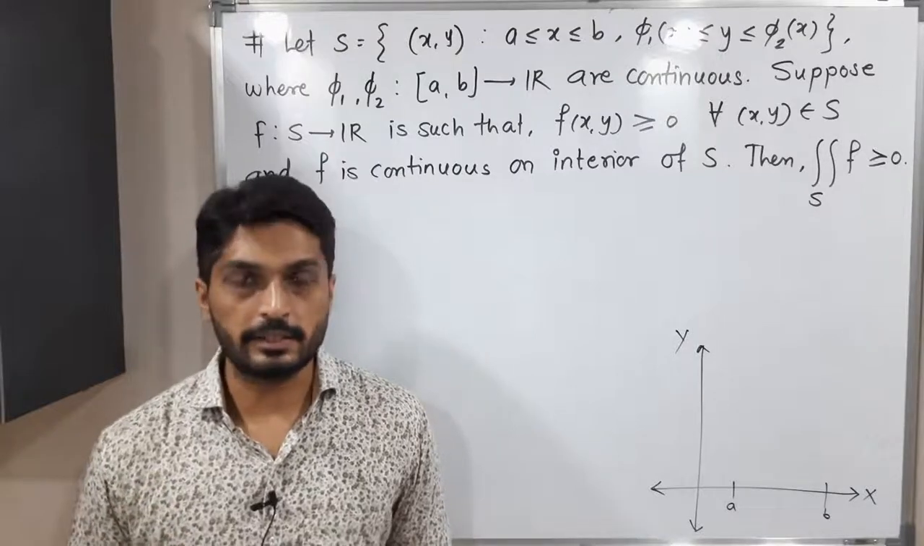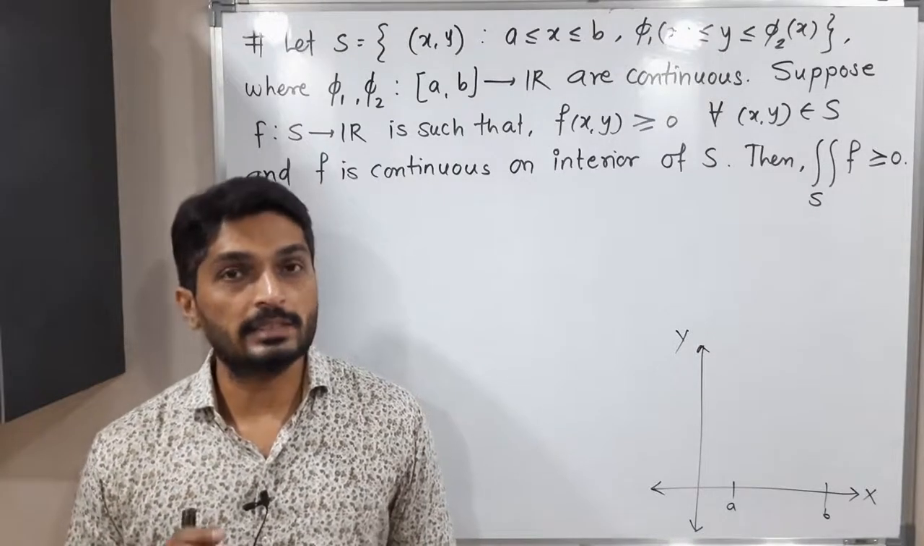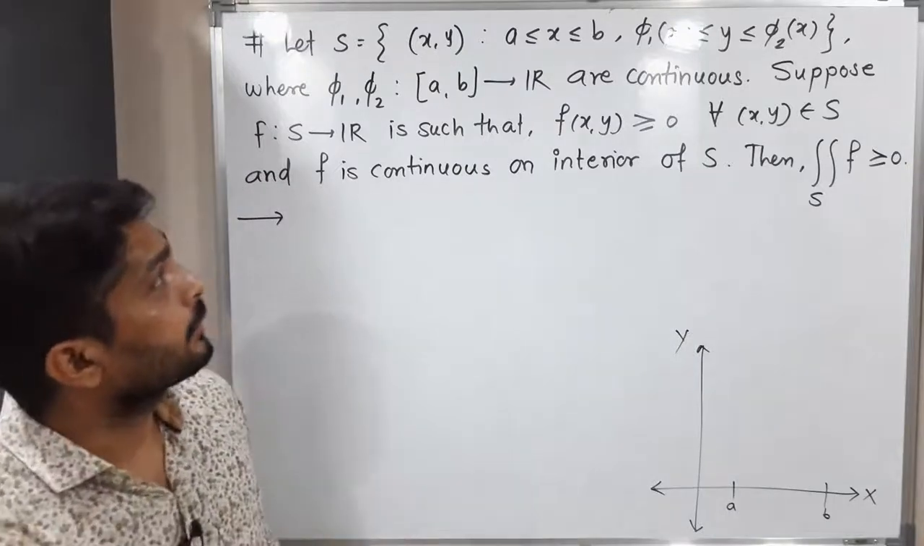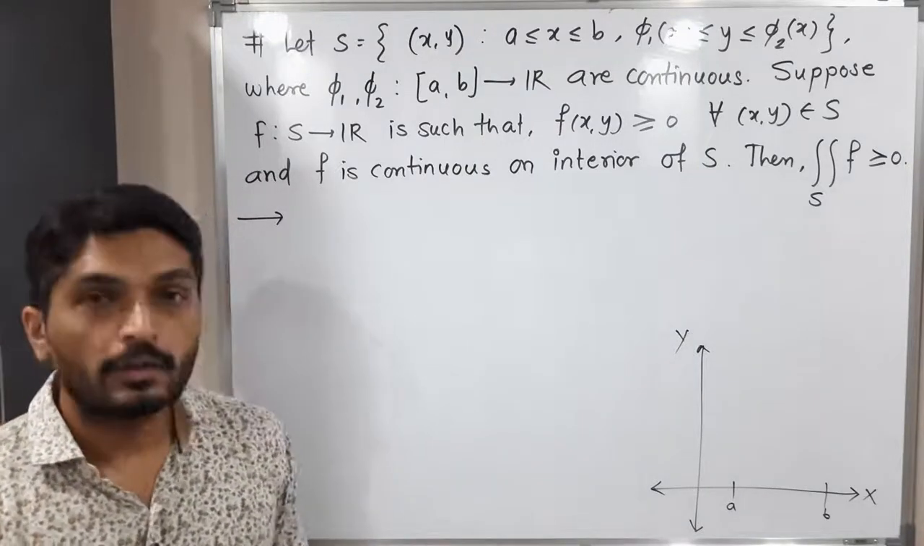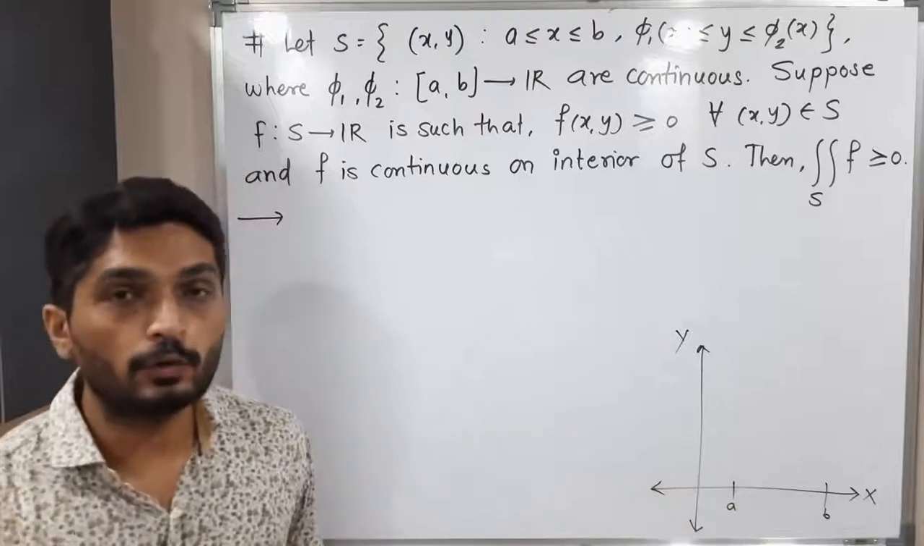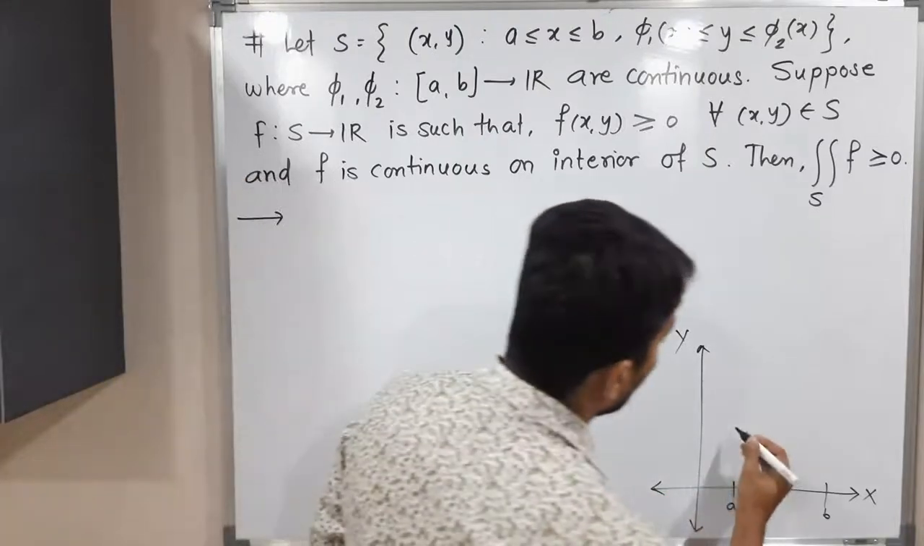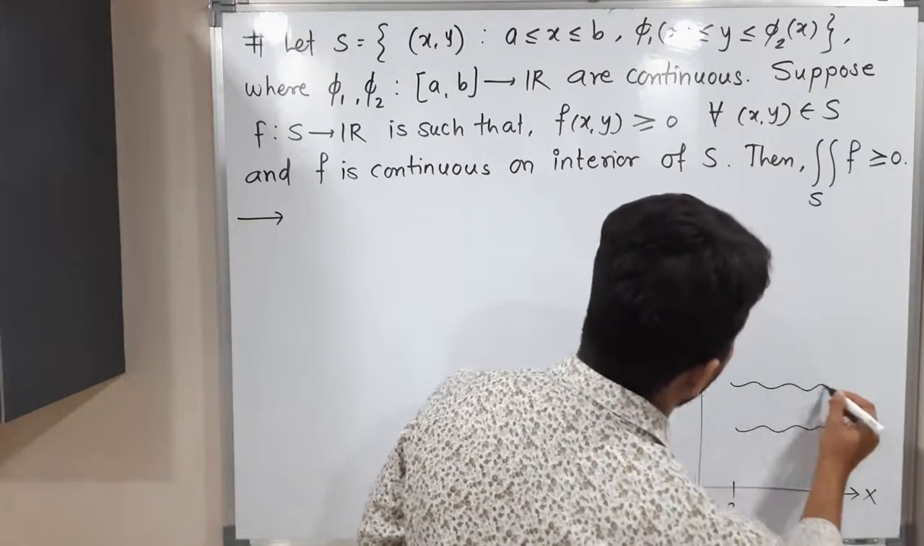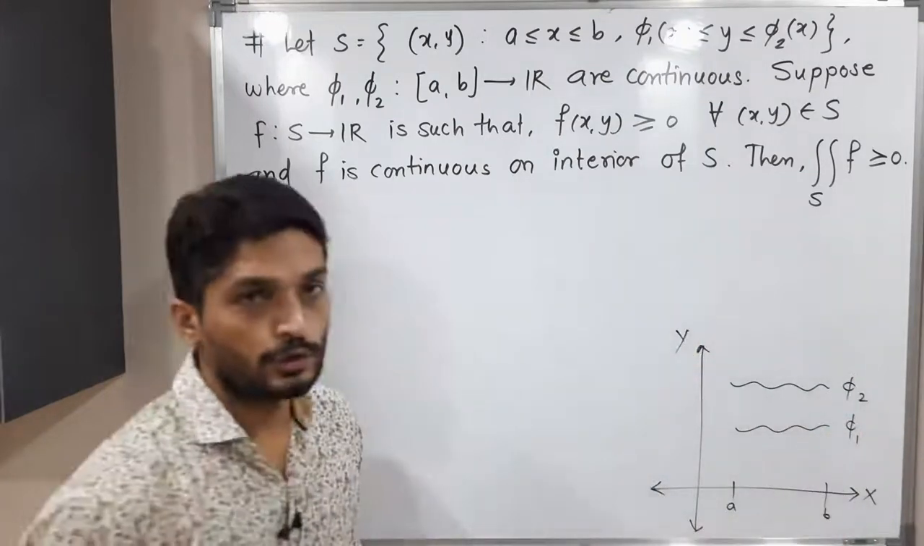Let us discuss this interesting result. In this result we have a set S. Let us try to draw the set S first. Here we have 2 points A and B on the x-axis, and we have two functions phi1 and phi2. Let me draw. This is phi1, and this is function phi2. Both of them are continuous functions, right?